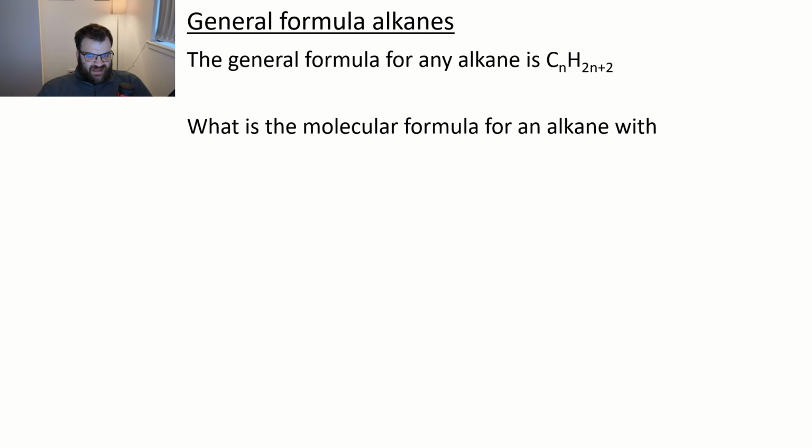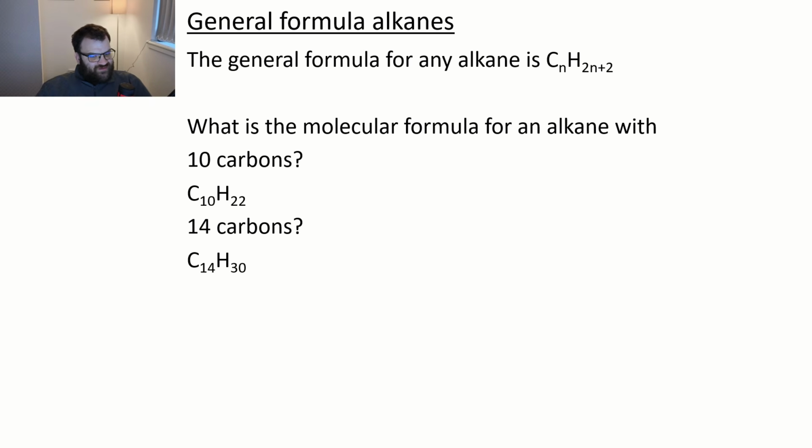So here you could be asked for the molecular formula for an alkane with 10 carbons. It's going to be C10. It's going to be double and add 2. Double 10 gives you 20, plus the 2 gives you H22. So C10H22. Next one we're asked to do 14. Same again, double it, 28. Add on 2 gives you 30 hydrogens for that one. In this next one we're asked about 30 carbons. Double it gives you 60. Plus 2 gives you 62 hydrogens for that one.